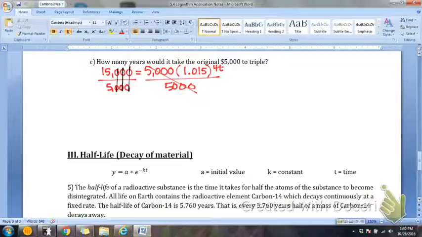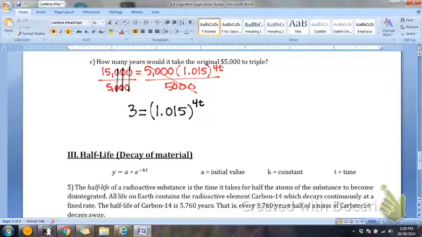I can take out these zeros, right? But what is 15 divided by 5? 3. Just 3. So if 3 equals 1.015 raised to the 4t. I'd like you to look back at your notes, please, from part B, number 1B and 2B, and see what you do at this point. Take a minute to look back at your notes and see if you can figure out what we do at this point. This is 1B and 2B.